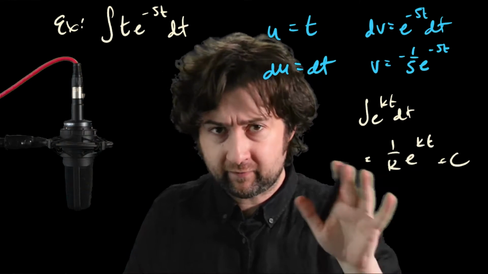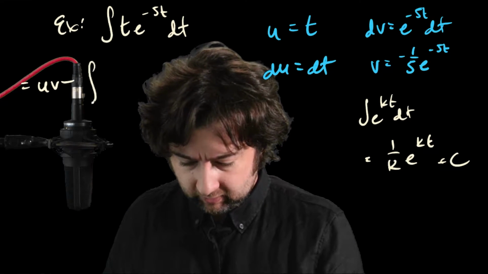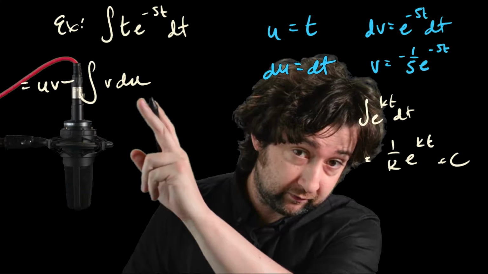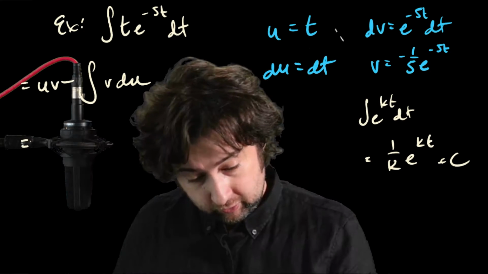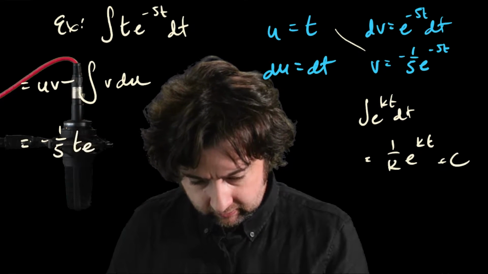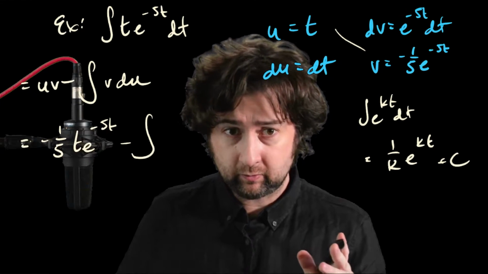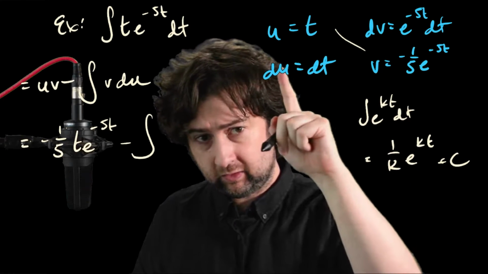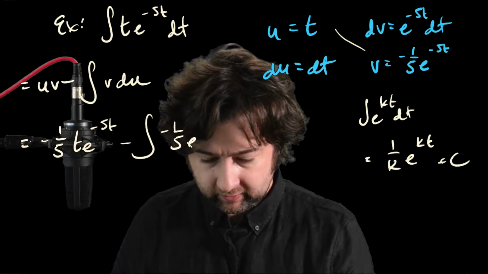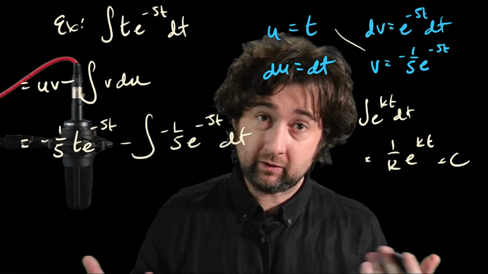So let's apply the formula to this, and we're going to get, well, this integral is uv minus the integral of v du, and hopefully what we get here is some integral of v du that's an easy integral. uv is minus 1/5 t e to the minus 5t. And then the integral of v du, well, there's v and there's du, so if I multiply those things together, I get minus 1/5 e to the minus 5t dt. And that's an integral I know how to do.